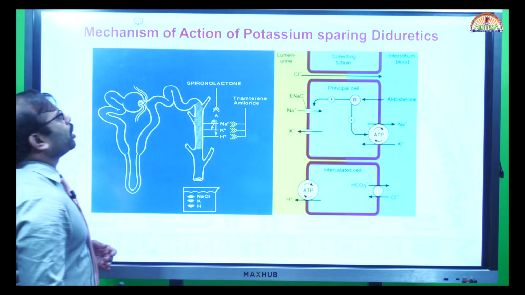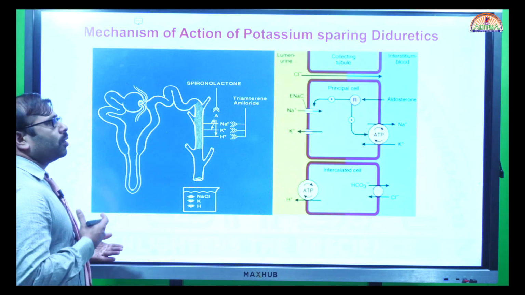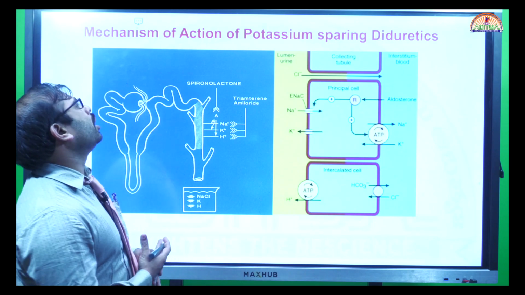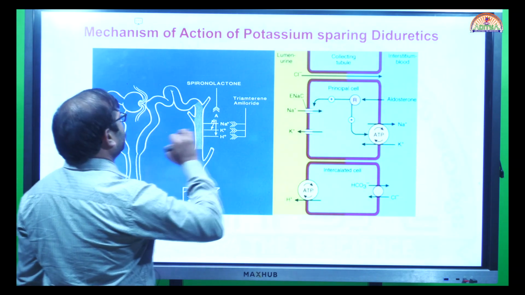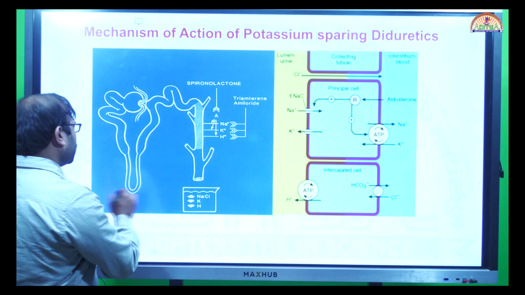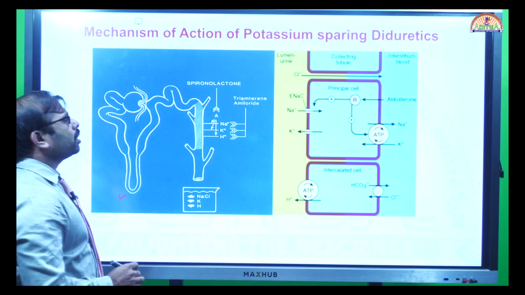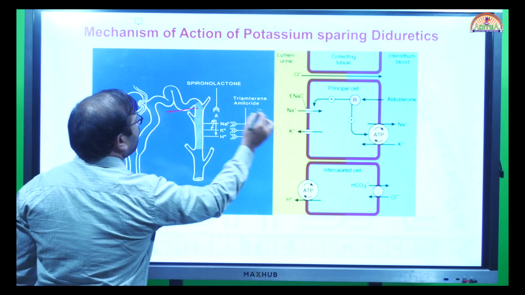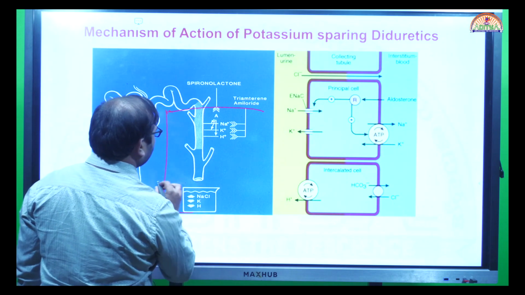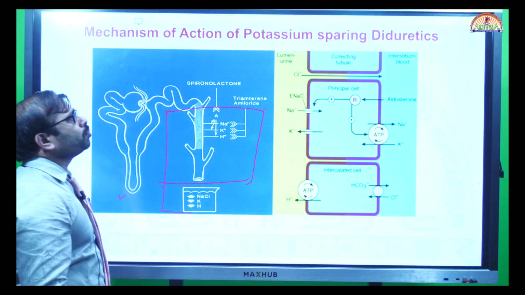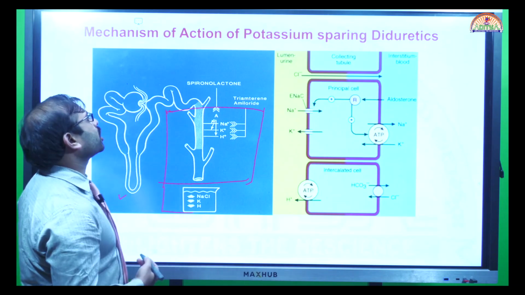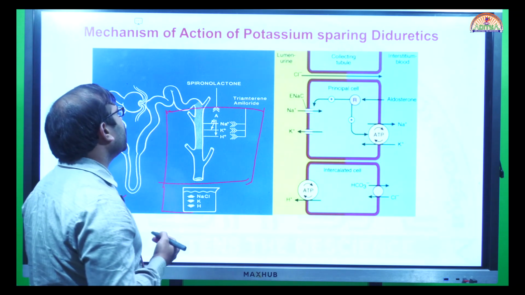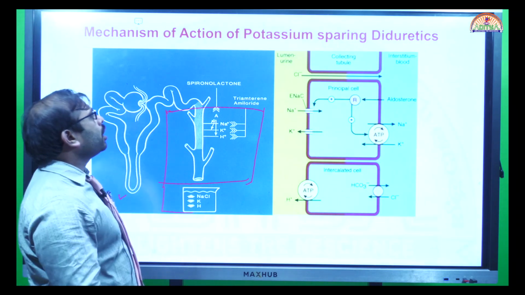Now, when it comes to the mechanism of action of these potassium sparing diuretics, it is about the site of action. We know this is the nephron tubule, and this part is called the collecting duct, where these potassium sparing diuretics show their site of action. In this collecting duct, there are two mechanisms of action.